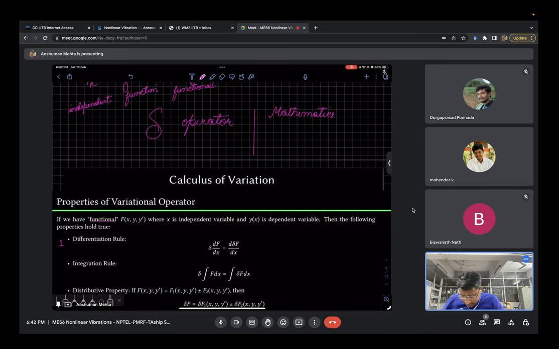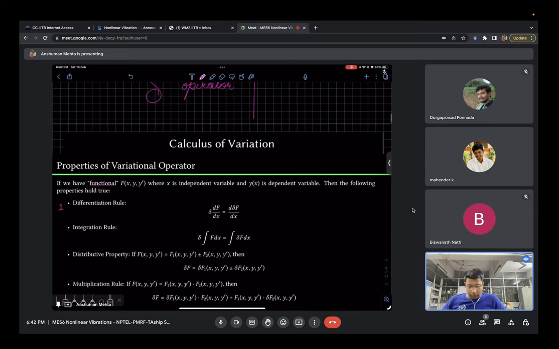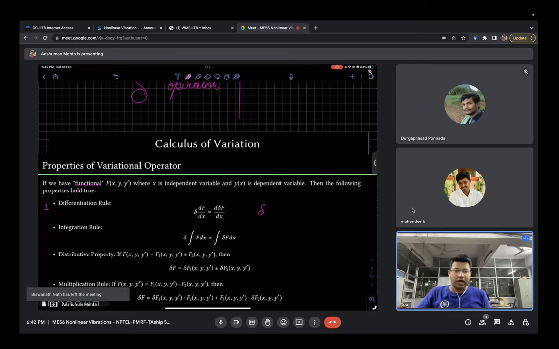Now the following property holds true. The delta operator is like a ghost. It can go inside the differentiation, and the same thing can be said for the integration also. It can anytime go inside the differentiation or integration, and it can come out. So it's kind of a ghost. You will just write ghost.